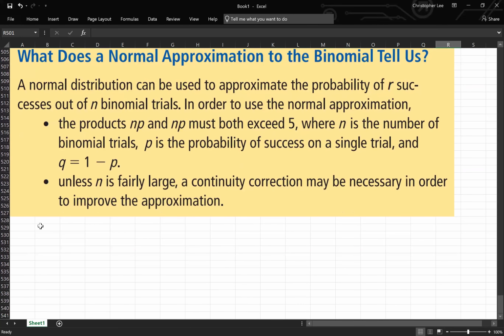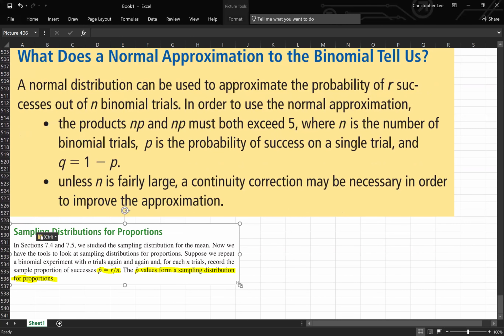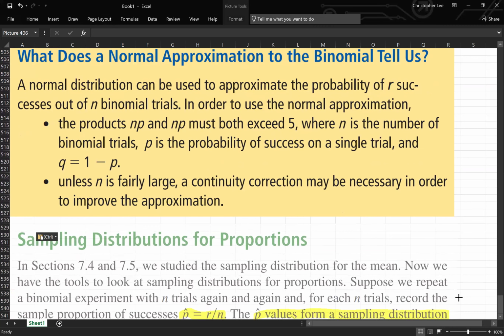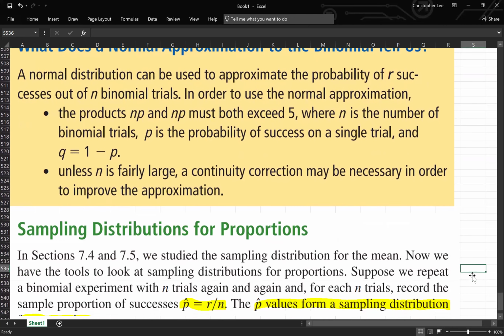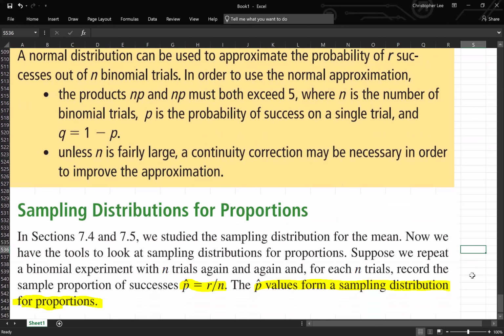Let's switch gears a little bit. We're going to take it up a notch. We're going to talk about sampling distributions for proportions. In sections 7.4 and 7.5, we studied the sampling distributions for the mean. Now we have the tools to look at sampling distributions for proportions, which are just fractions. Remember when we do general probability, the number of successes over the total number? That's what this is.